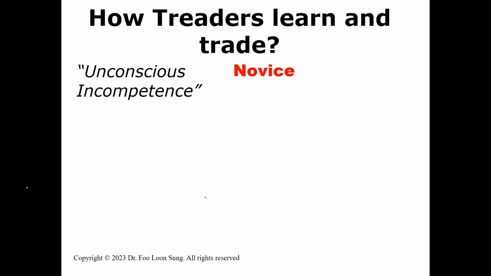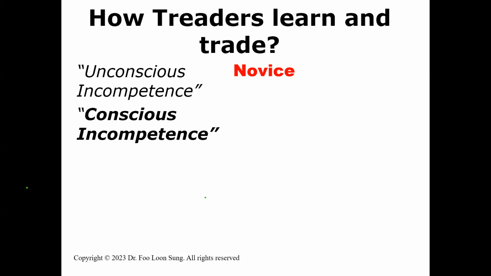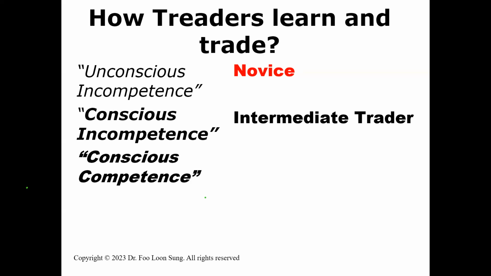The question here is, looking at how traders learn, most people, when they start off, are considered novices. They're what I call the unconscious incompetent. Then they migrate to conscious incompetence. This is what I call the intermediate trader. And once they've gone through intermediate trading, they become consciously competent, meaning they can trade well in the market.